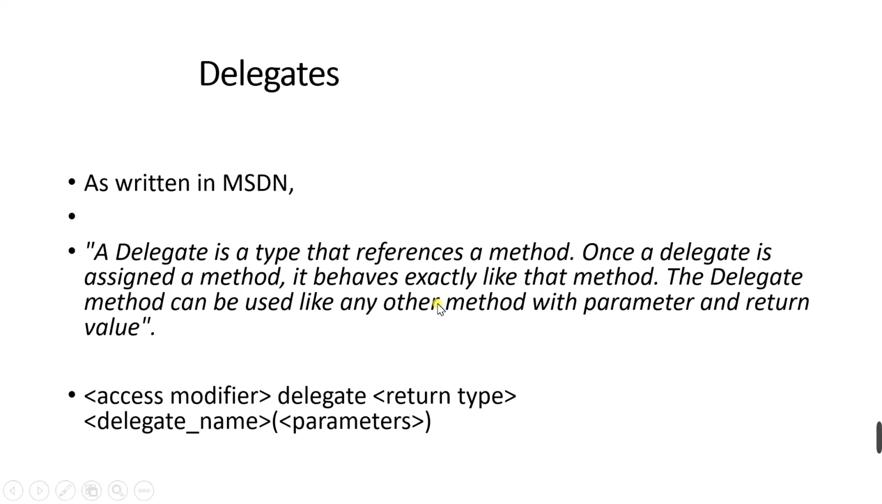So what is the basic notation for delegates? First we have to provide the access modifier, that is public, private, protected. After that there is a keyword, that is delegate in C Sharp library. We have to provide the return type, delegate name, and the parameters.